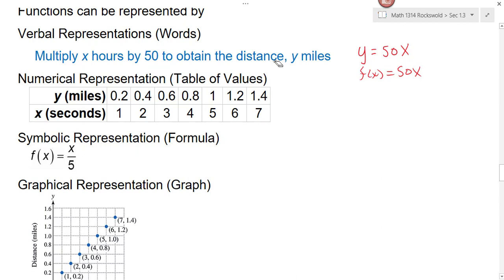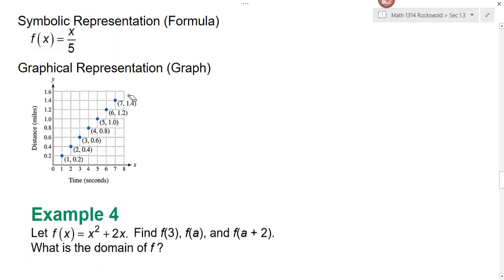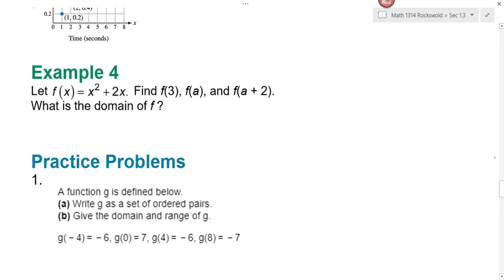We could also have a numerical representation through a table of values or a list of ordered pairs. We could have the symbolic representation using the function notation, or even a graph to represent a function. So here the graph represents a function because it passes the vertical line test. Each vertical line only intersects the graph one time. We can evaluate functions by replacing x with whatever number is here in parentheses in the function notation.